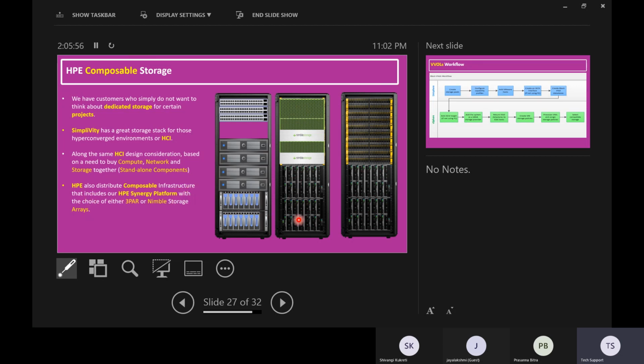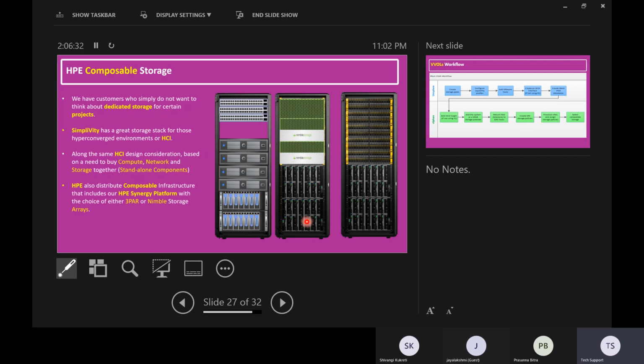That means this is Synergy Frame 1, Frame 2, the Synergy platform with the choice of either 3-par storage, where 3-par means this is the 3-par storage, and Nimble means Nimble storage arrays. So when you ask the customer, if you show these three options, definitely instead of going for three vendors, they will choose one vendor, and the storage will depend on their requirement. So they will go for one rack. When you order from HPE, they will send the entire stack in one shot. Okay. This is also one of the important composable infrastructure component concepts.